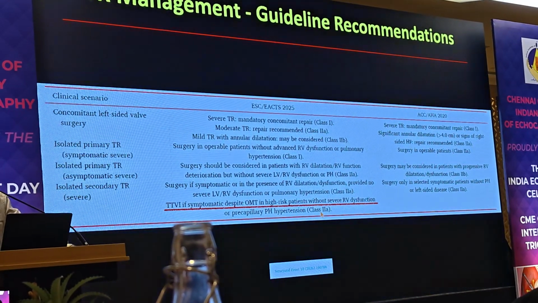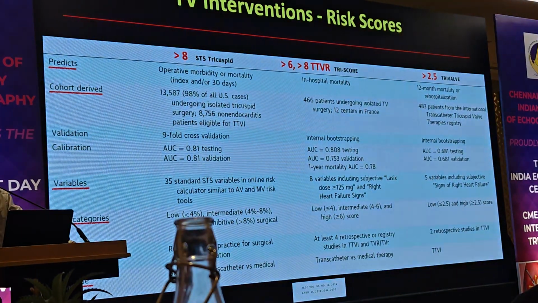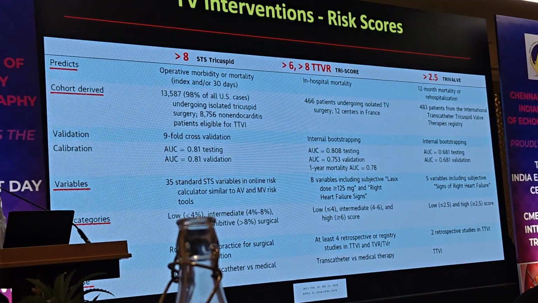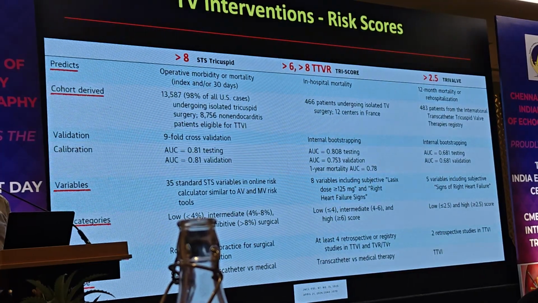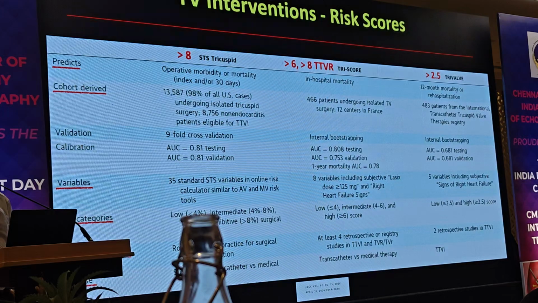And then of course, there should not be any precapillary pulmonary hypertension. And what about the risk scores? So you have these various risk scores that are available. The most widely used is the STS, the tricuspid score, and you have those numbers over there. So you will have to keep those numbers.